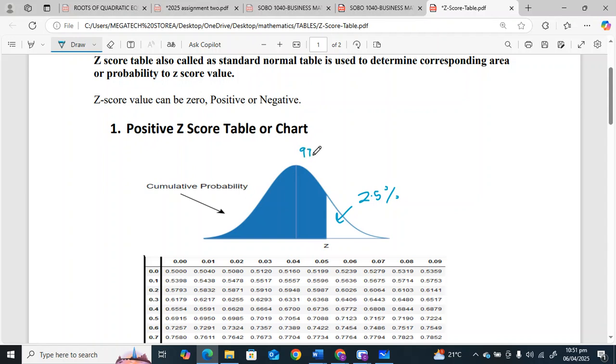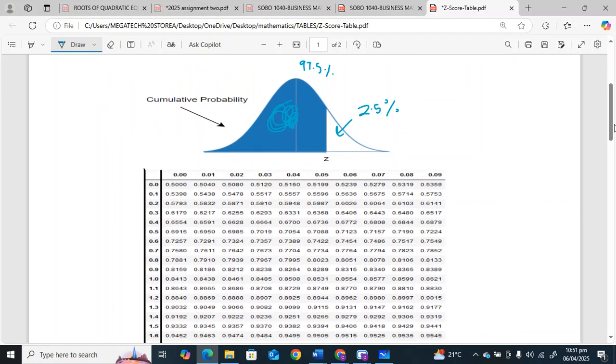If you look at it from this angle, this is 2.5%. 100 minus 2.5, that is 97.5%. So this area in blue is 97.5%. So you look for 97.5%.